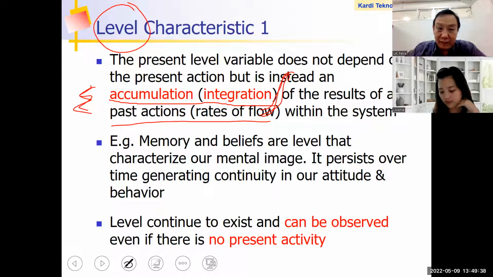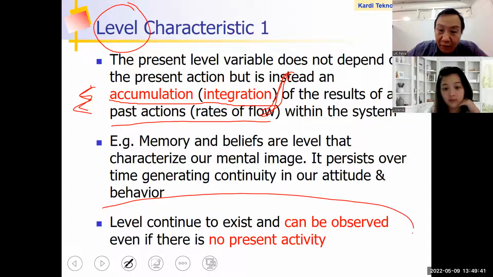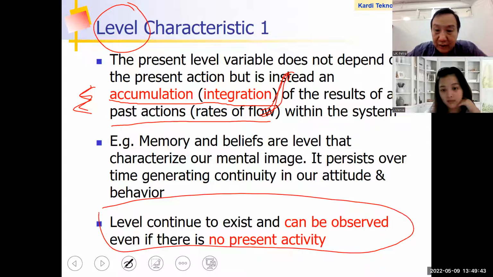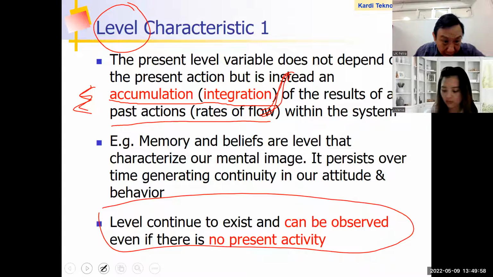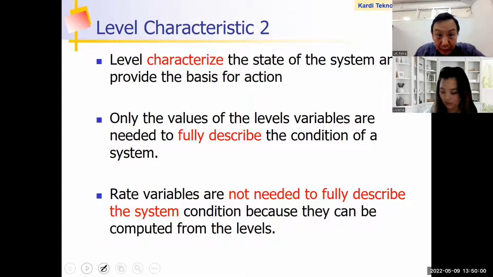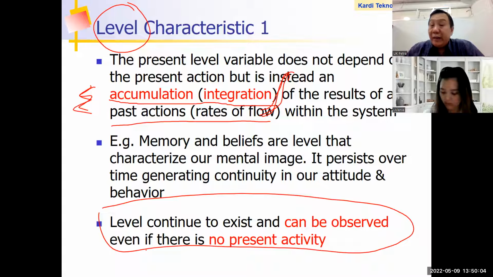So how do you know if this is a level or this is a rate? Here, this is the clue. Level will continue to exist and can be observed even if there is no present activity. Remember, activity and action represent rate. I think I have the example.